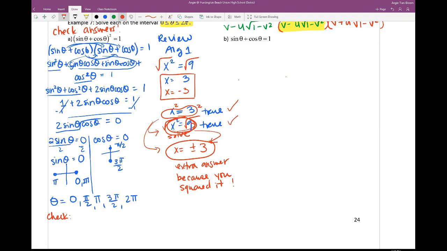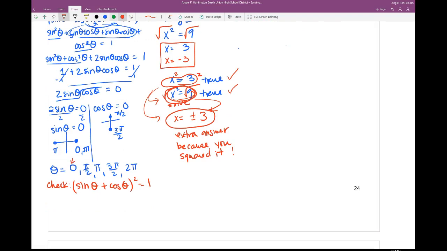My original question is sine of theta plus cosine of theta, all of this squared, equals 1. Then my first angle is 0. So sine of 0 plus cosine of 0, squared, equals 1? Well, sine of 0 is 0. So 0 plus 1, everything squared, equals 1. Checked, I can keep 0.